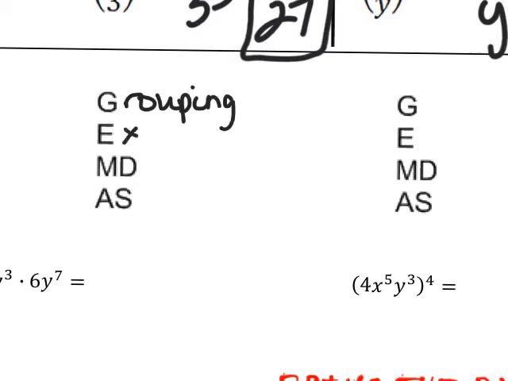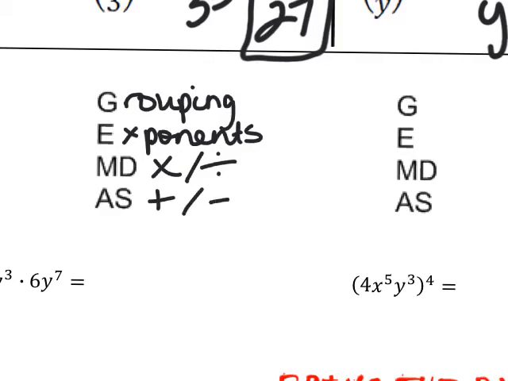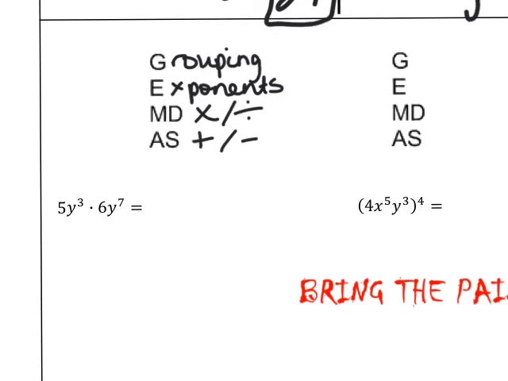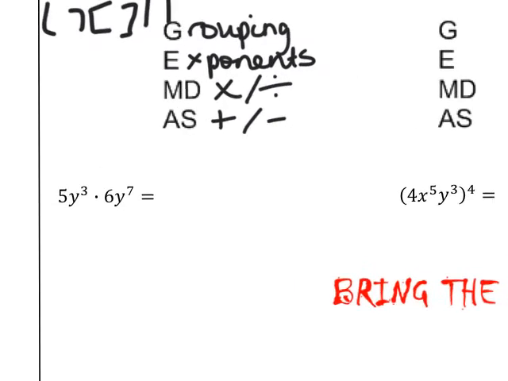And then E stands for exponents. And then multiply and divide. And then add and subtract. So the rest of the PEMDAS is the same when we switch it to GEMDAS. It's just that grouping. So it includes parentheses, brackets, absolute value bars. It includes all of that. Okay, so let's do first things first.